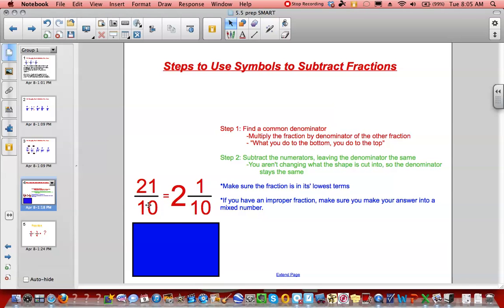The reason this is called an improper fraction, once again, is because the top is bigger than the bottom. It's improper. And this is a mixed number because it's two different types of numbers. It's a whole number with the 2, and it is a fraction with the 1 over 10.